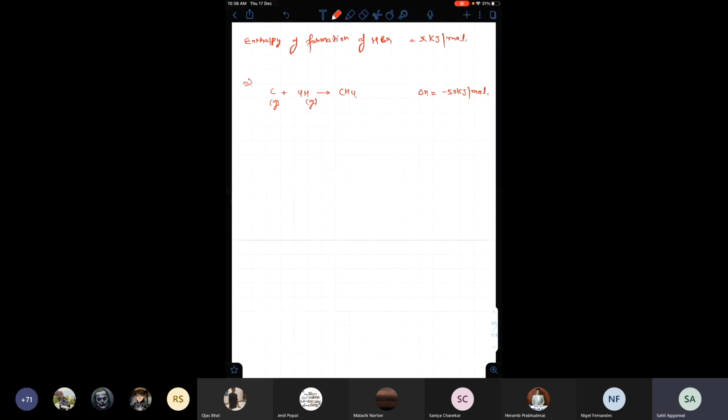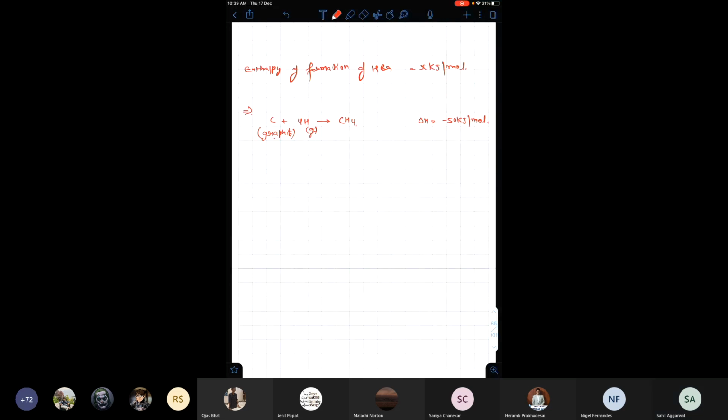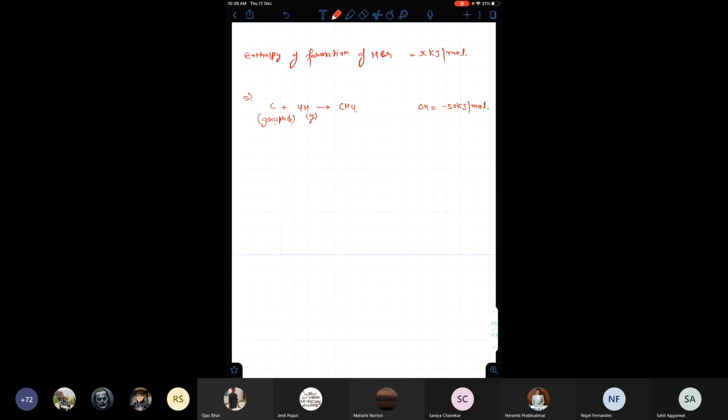C is not in the standard state. Sakshi, is this the reason? Okay, I'll make it graphite. Is it the enthalpy of formation now? Sakshi, Sanika, Spruha, Janil, Shifa. It should be H2. Very good, Amod.